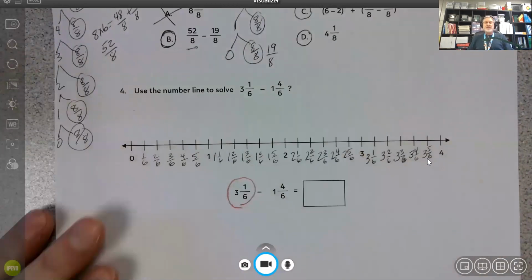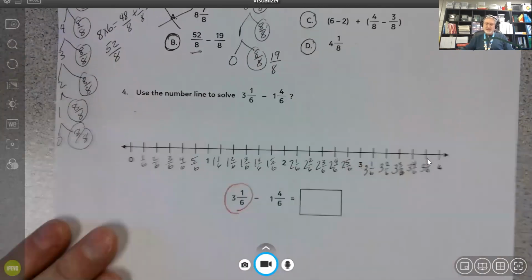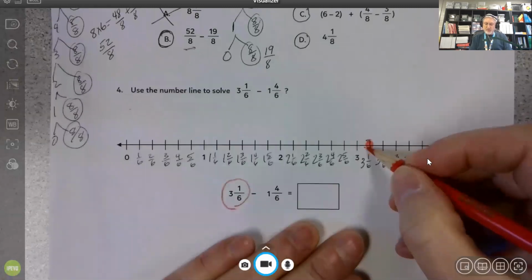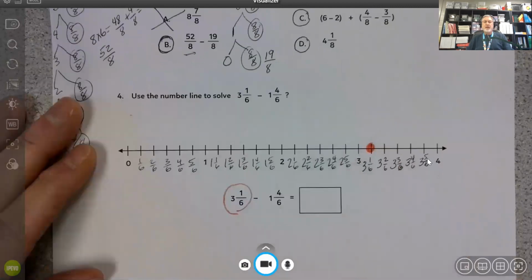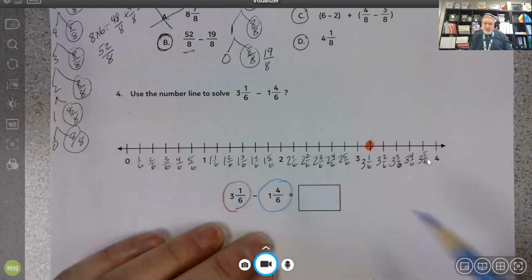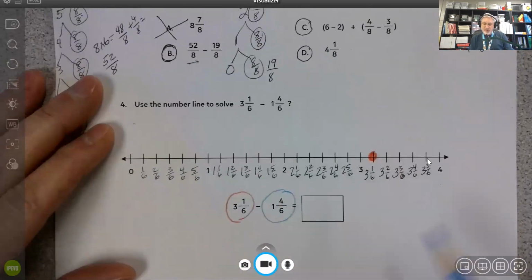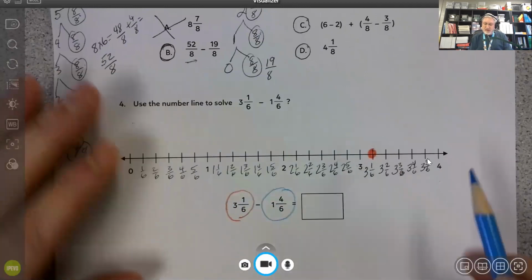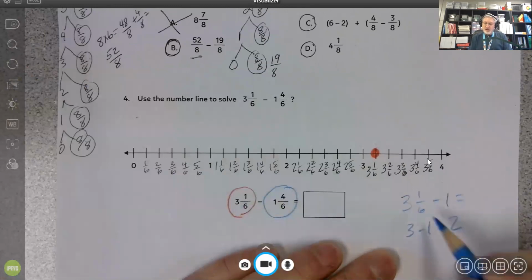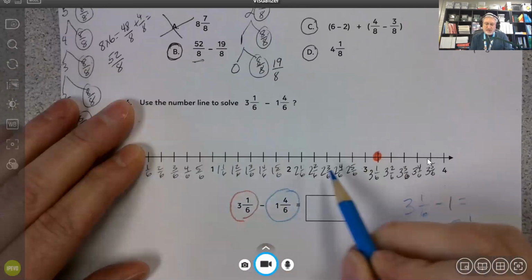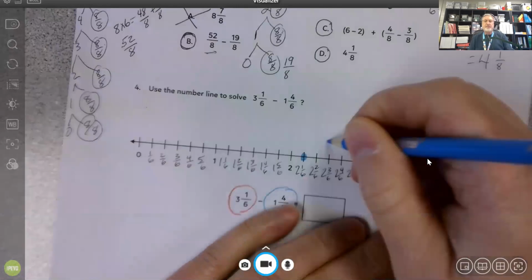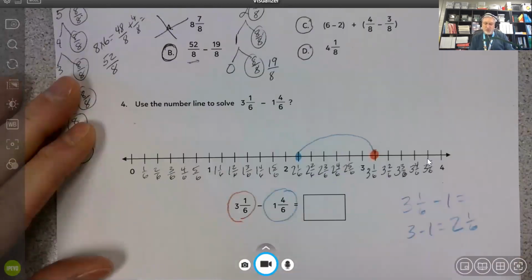All right, so I want to identify where 3 1/6 is. So it'll be right here. So this is 3 1/6. All right, and I want to subtract 1 4/6. So I'm going to subtract my 1 first. So if I have 3 1/6, and I'm going to subtract 1 from that, I just do 3 minus 1 is 2, and I have 1/6. So I'm going to jump all the way to 2 1/6 here. So I'm going to take a jump. All right, so I've just subtracted 1 whole.